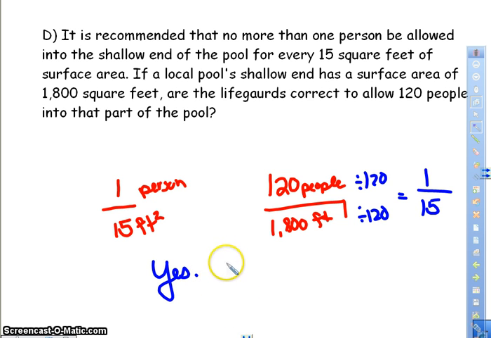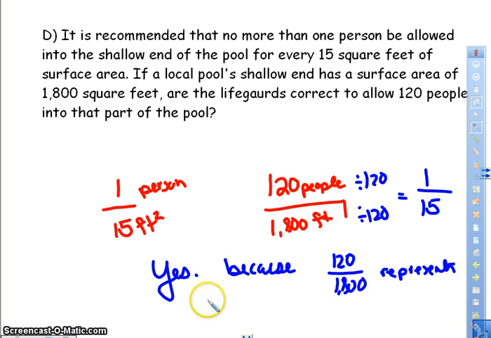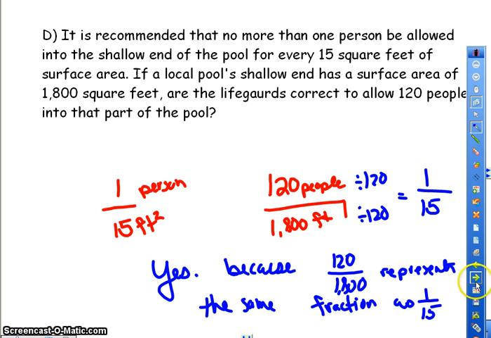Okay, yes, because 120 to 1,800 represents the same fraction as 1 to 15. Okay? So once again, you're setting up your ratio. Now, I put person to feet on purpose so you make sure you set it up correctly. Okay, this ratio represents certain units that go along with it as well.